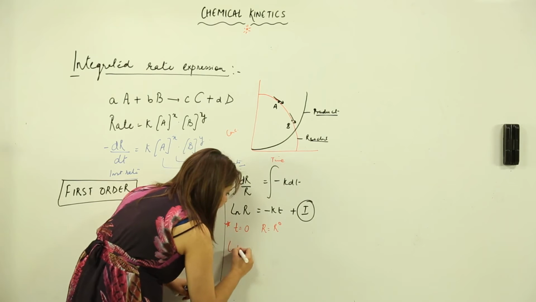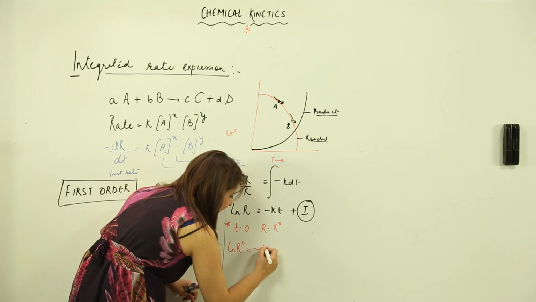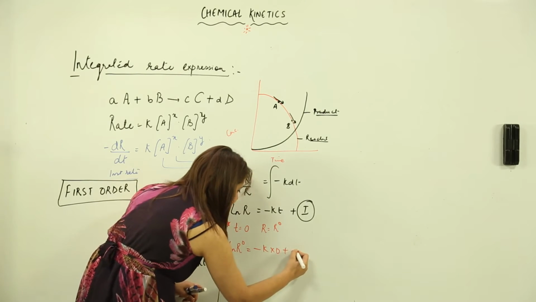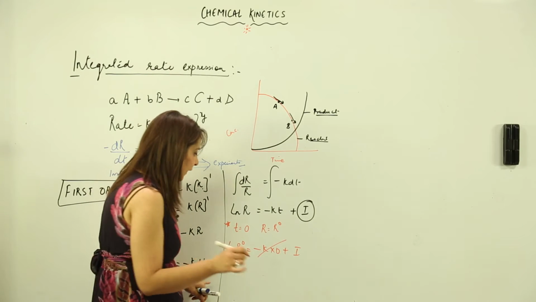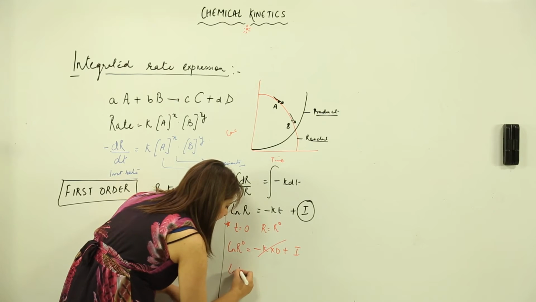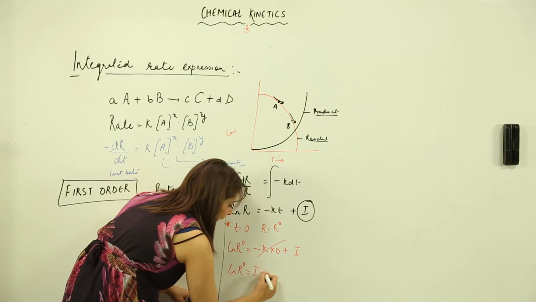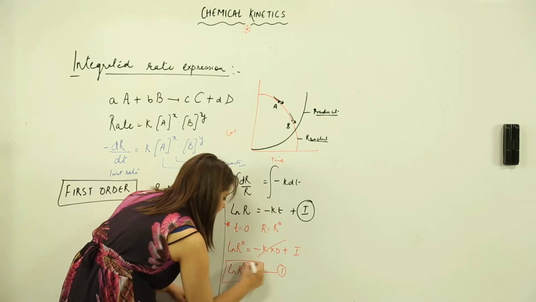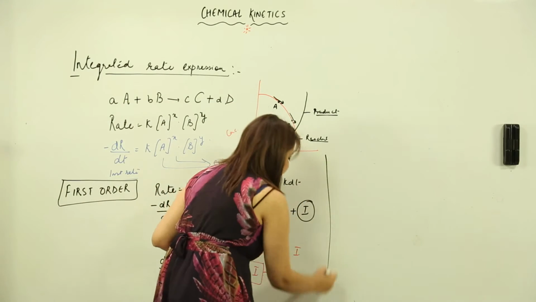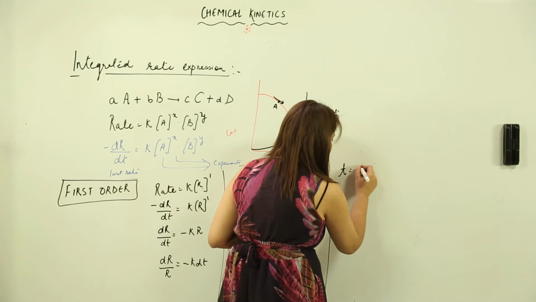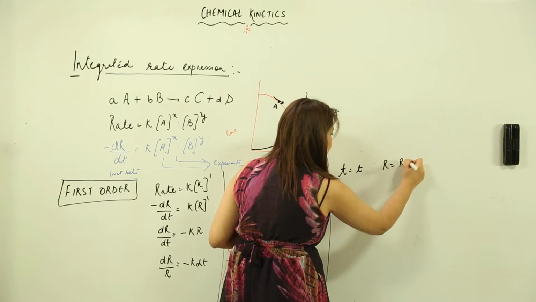I get ln R naught is equal to minus K into 0 plus I. So this cancels out because anything multiplied by 0 is 0, right. So what I get is ln R naught is equal to I. So this is the first value which I got, that is for the constant I. Now suppose we increase the time from t0 to t. So that means the rate now becomes R.